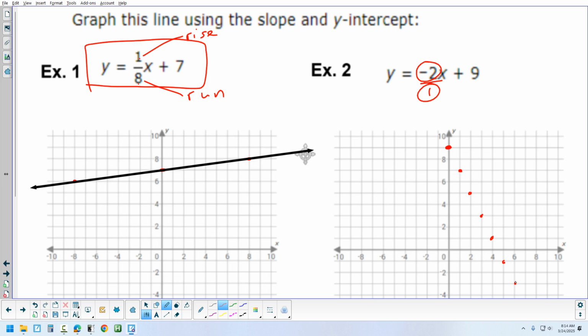What do you think? Mia, what do you think? No. If I went from the dot that I started out, if I go up 2 and right 1, that's a different line. So you do have to make sure you go down and to the right.